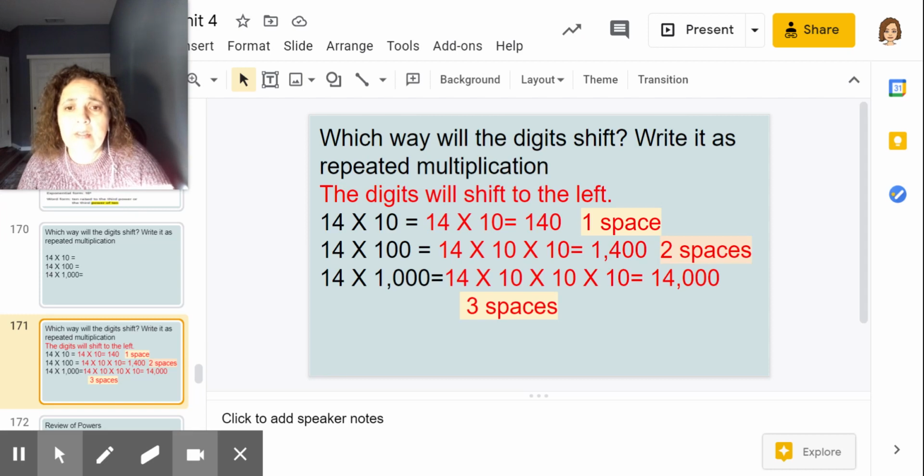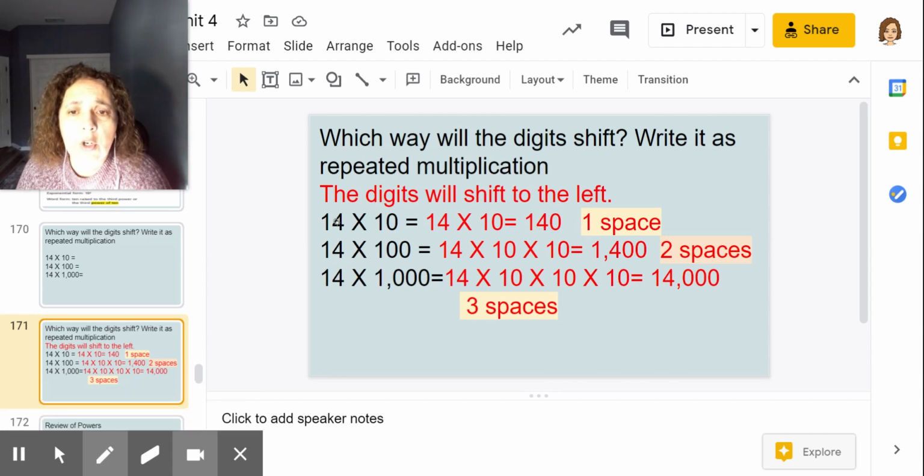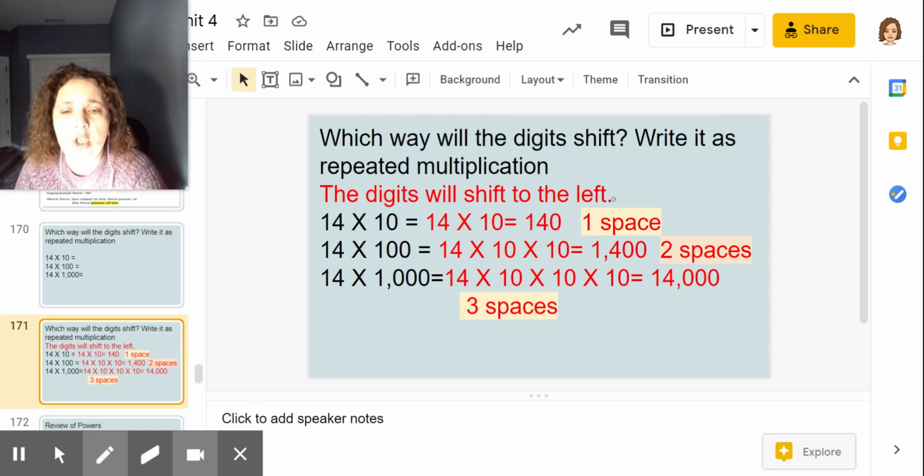So if I do that, the digits will shift to the left like we just said. If I do repeated multiplication, it's still 14 times 10, right? 14 times 10 is 14 times 1, which is 14. Add my 0, it makes it 140. And it's shifted over from 14 to 140. It went over one space in the place value chart.